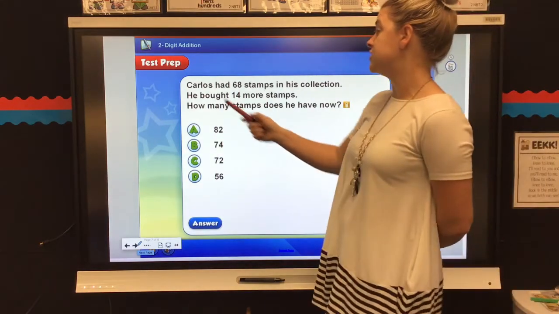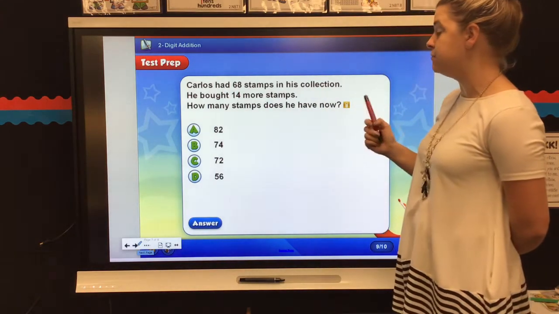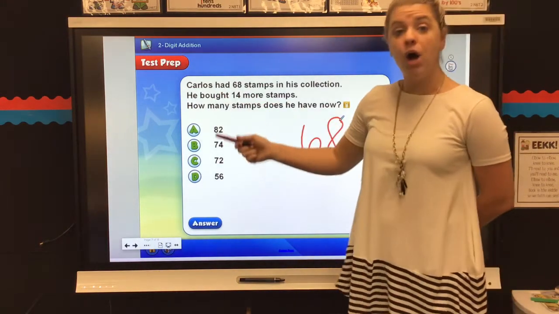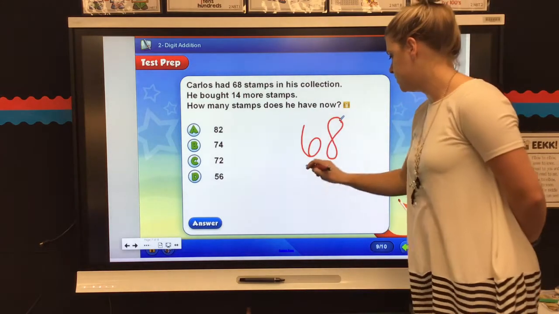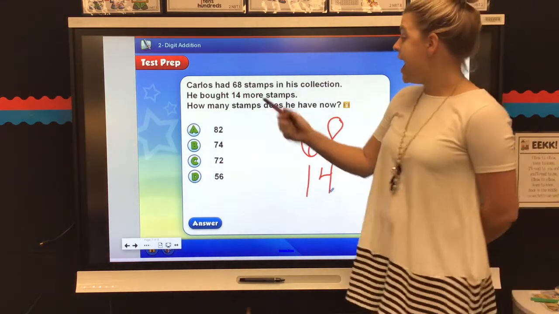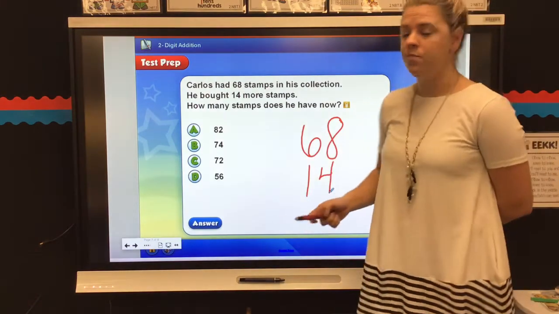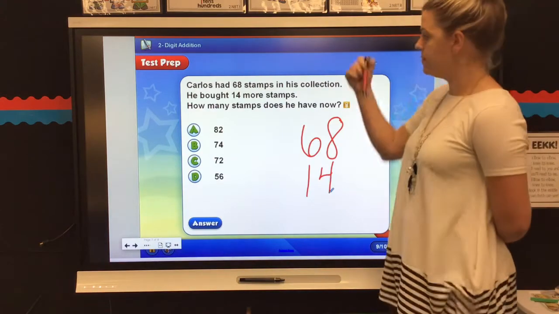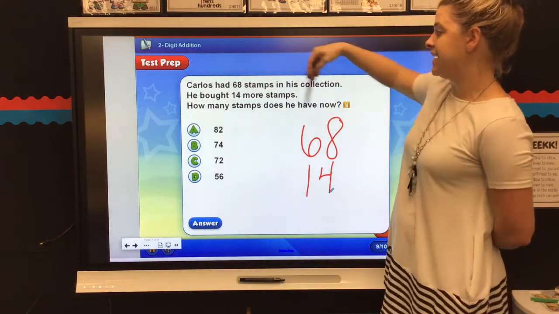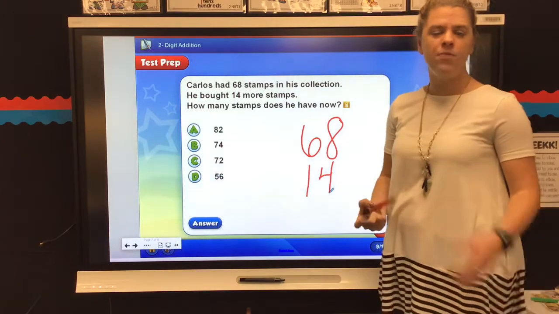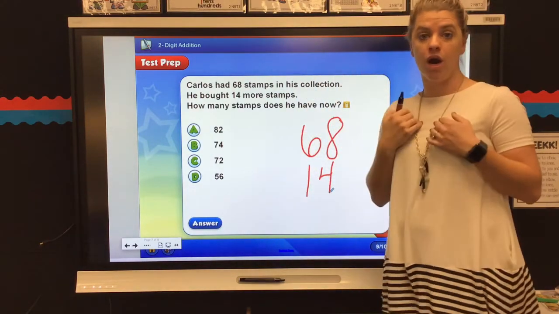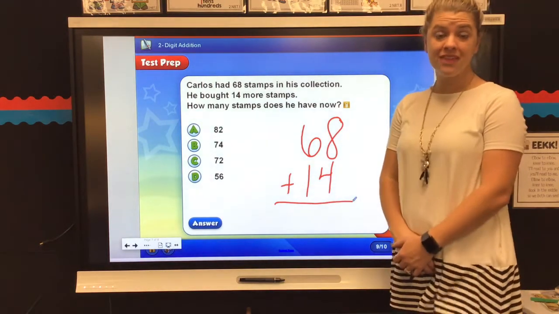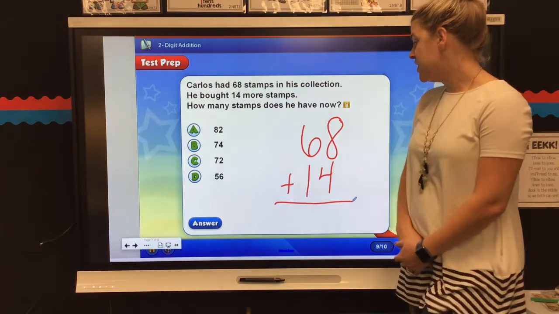We see that our problem says Carlos had 68 stamps in his collection. Okay, so we had 68 stamps. He bought 14 more stamps. Okay, so I see the number 14. How many stamps does he have now? So I have to figure out whether this is an adding problem or a subtracting problem. We see that he had 68 stamps and he bought 14 more. What happens when you buy more? That would be adding. So we are adding in our problem. All right, so here we go.